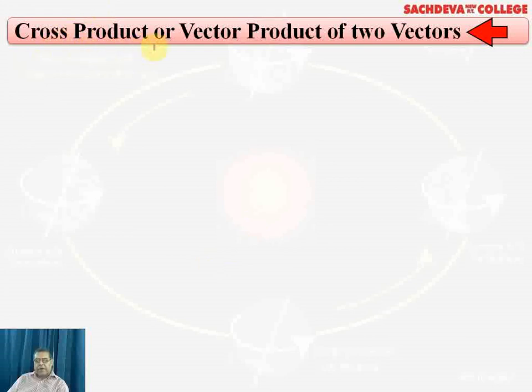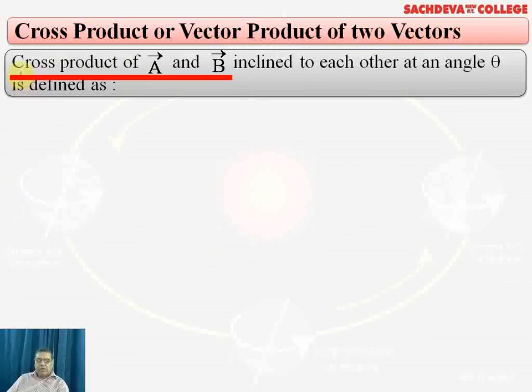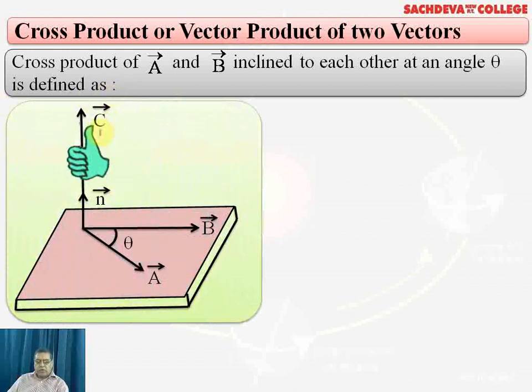Now, the cross product or the vector product of two vectors. When we use the term vector product of two vectors, it is also known as the cross product. Now, the cross product of A and B. We are assuming that A and B are two vectors inclined to each other at an angle theta. The cross product of vectors A and B, or the vector product of two vectors A and B, is defined as follows.